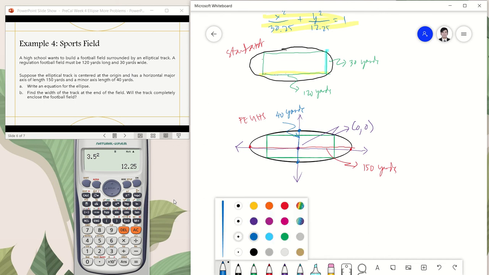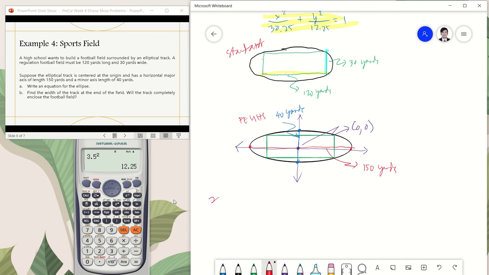So, 2A is equal to 150 yards. That's our major axis. Divide by 2, that's 75. And then, kasunod naman, yung minor axis natin is 40. Then, divide by 2 to get what is B. Magiging 4. Wait. Magiging 20 pala. 20.